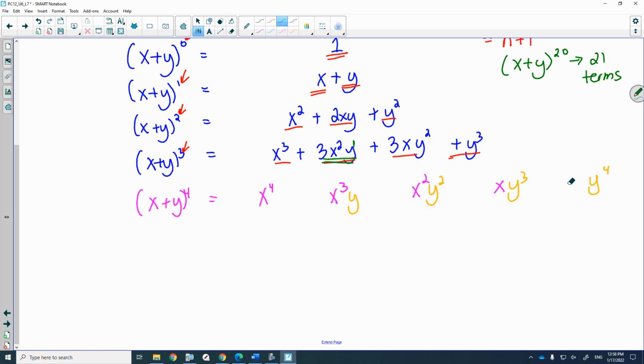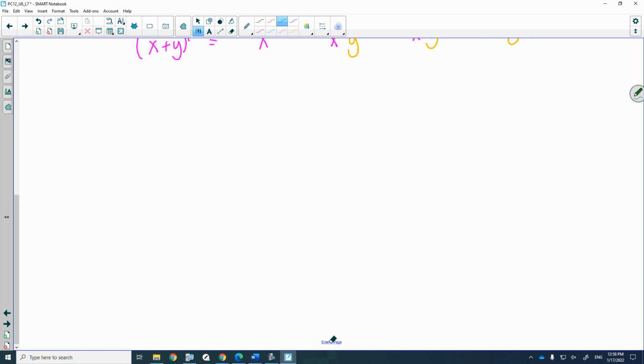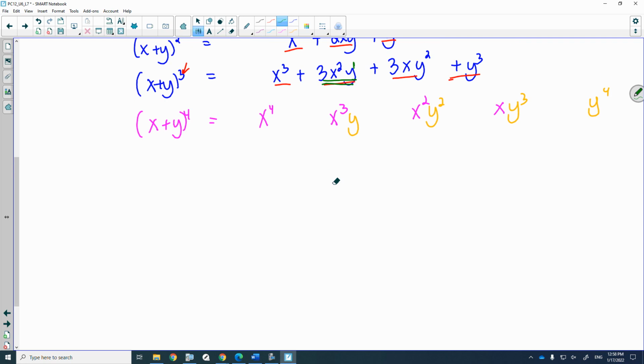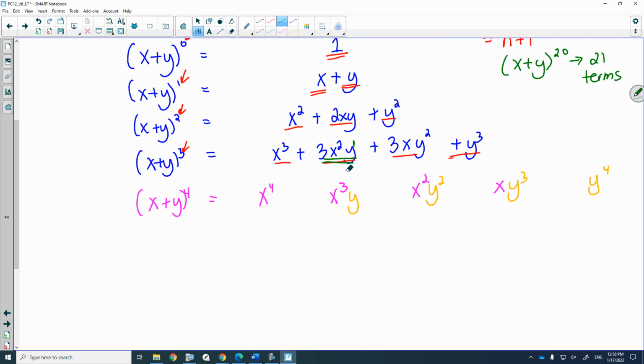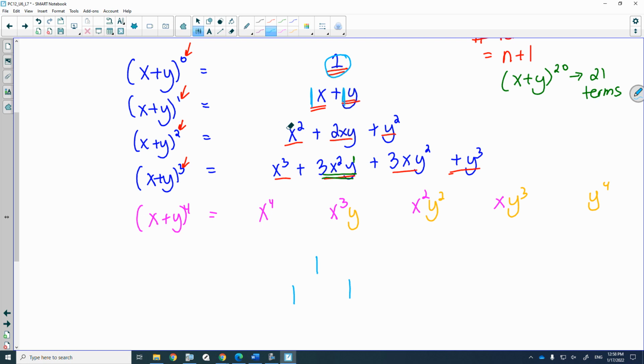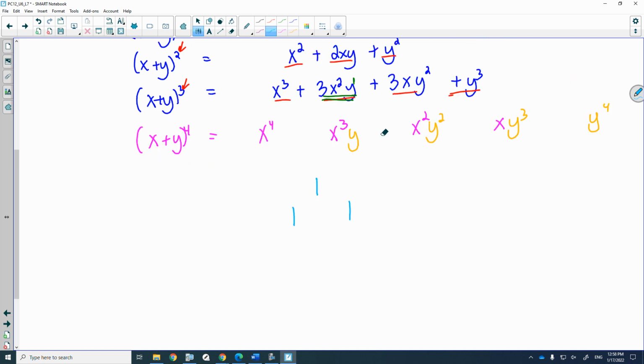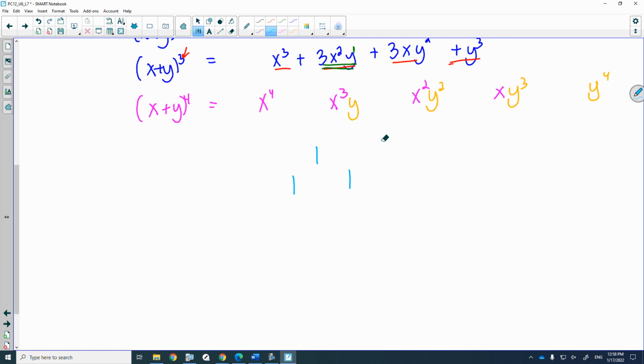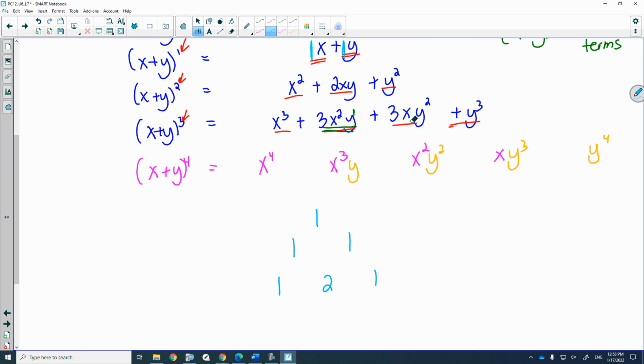The last thing we have to do is figure out what numbers go in front of each term. So that's going to be the coefficients. What we're going to do is write the coefficients down here, and you'll be able to see that pattern. I'm going to start with a 1, and then we've got a 1 and a 1. So let's write that down. What else do we have? Over here, we've got 1, 2, 1. Then in this one, we've got 1, 3, 3, 1.